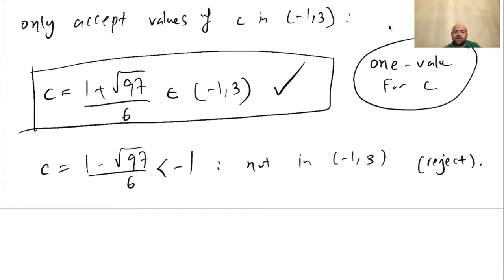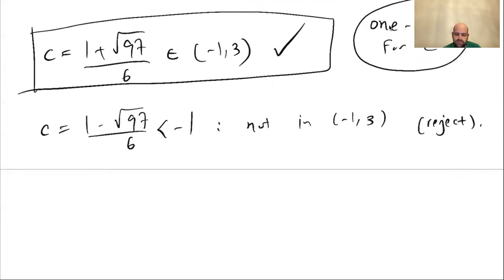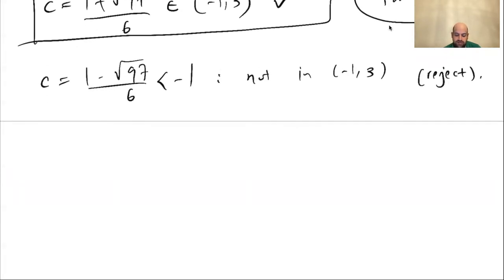Okay. So now I want to ask a question here. Before I start the applications, let me ask you one question. In all the examples we have seen so far, we had one value for c, whether for Rolle's theorem or the mean value theorem. We had a function on an interval, and we had one value for c.